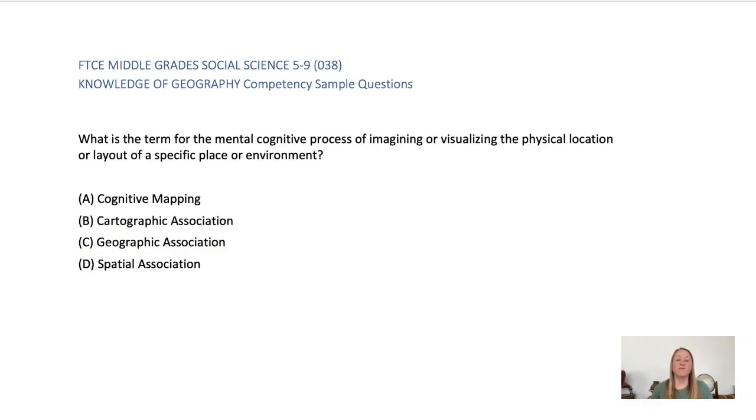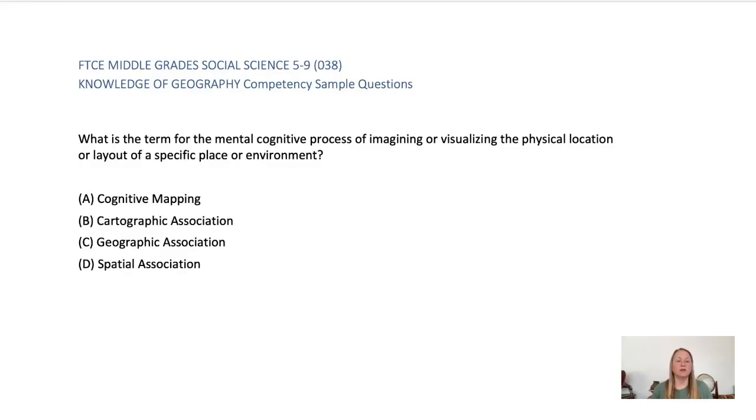What is the term of the mental cognitive process of imagining or visualizing the physical location or layout of a specific place or environment? A, cognitive mapping. B, cartographic association. C, geographic association.